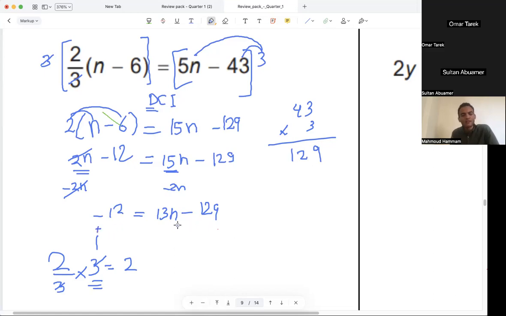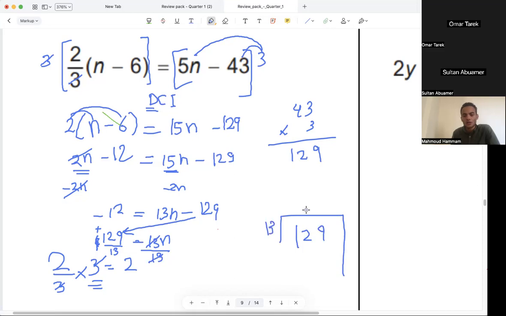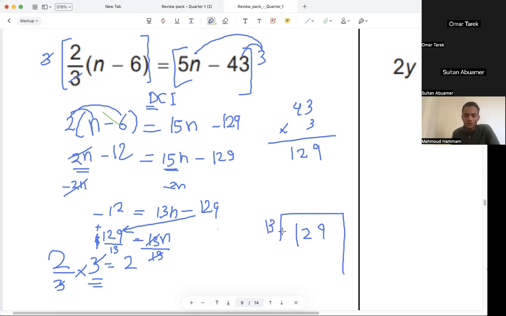Look, we have to isolate. So I have 13n minus 129, so we need to move the 129. It was negative, so it will move here with positive 129. Okay, positive 129 equals 13n. But the last step, Omar, divide by what? Divide by 13 on the left, divide by 13 on the right. So cancel. 129 divided by 13. Yalla. What is the closest number to this?